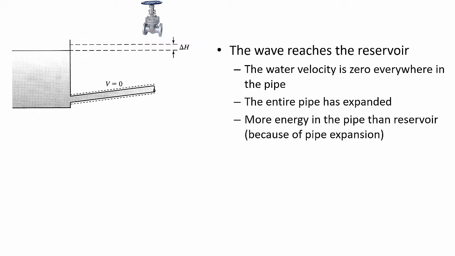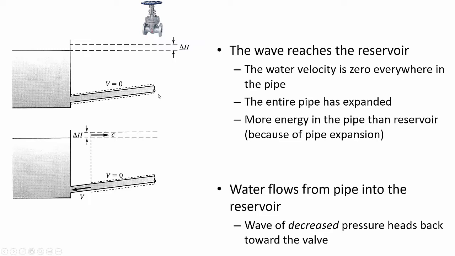And so there's no more accumulation of pressure inside of the pipe. It's just a pipe that's artificially expanded. And so what happens then is that the pipe begins to contract and then water flows from the pipe back into the reservoir. And that causes a reflection of the wave.